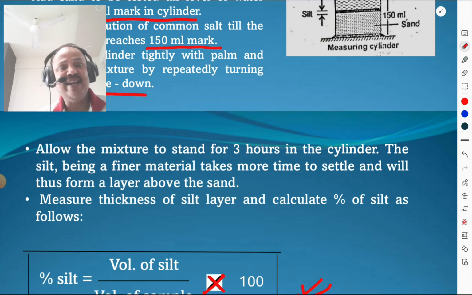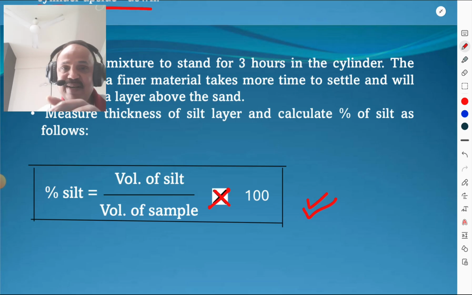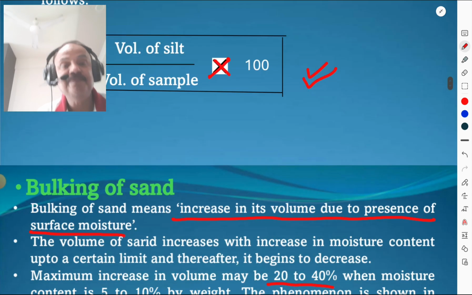The silt, being a finer material, takes more time to settle and will thus form a layer above the sand. Measure the thickness of silt layer and calculate the percentage of silt as below. Percentage of silt is equal to volume of silt divided by volume of sample multiplied by 100. It is a so simple formula.